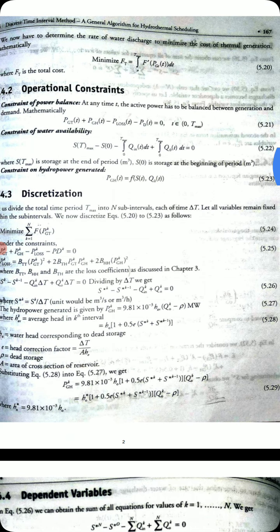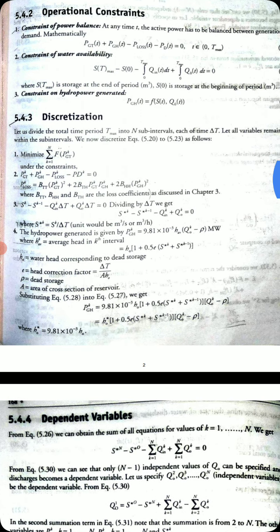So if you put this equation in the previous equation, it will become PGH k is equal to 9.81 into 10 raised to minus 3 H naught. Instead of your H average, this whole H naught term will be put, then you simplify the values. So this is how the hydropower generated is discretized.